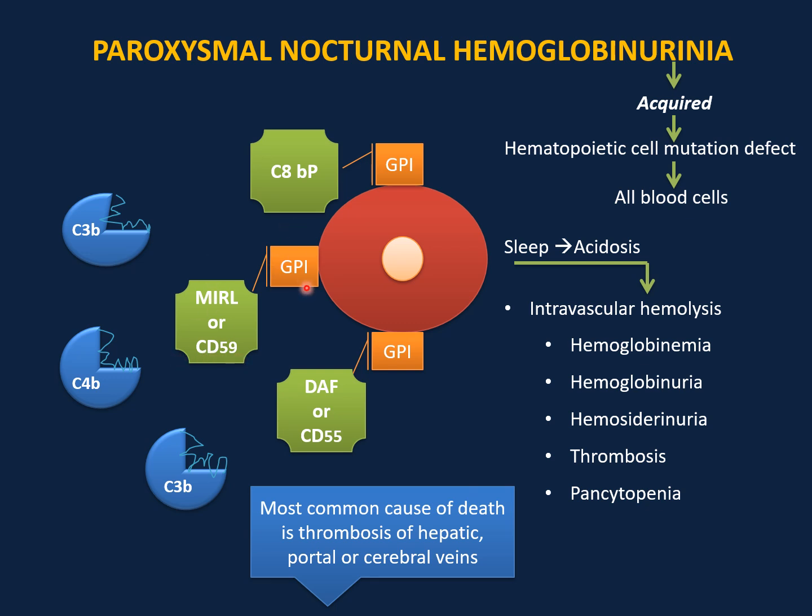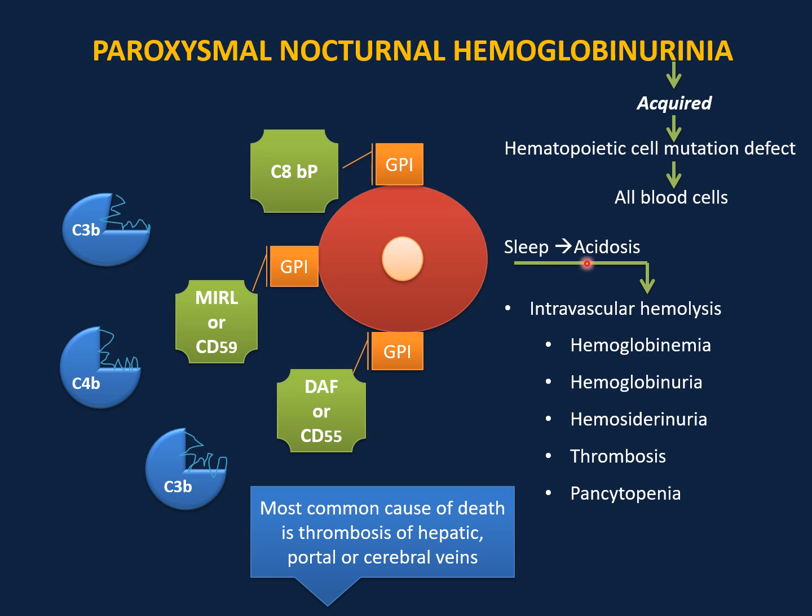And so if you have a defect in that, you will have less of the MIRL or CD59. If you have a defect in the GPI, you will have a decrease in the decay accelerating factor or CD55. So the cell will be vulnerable to being broken or destroyed by the C3b and C4b, or complement. So this will result in intravascular hemolysis, and this is exaggerated during sleep possibly because of the acidosis or because the urine will be concentrated at night.